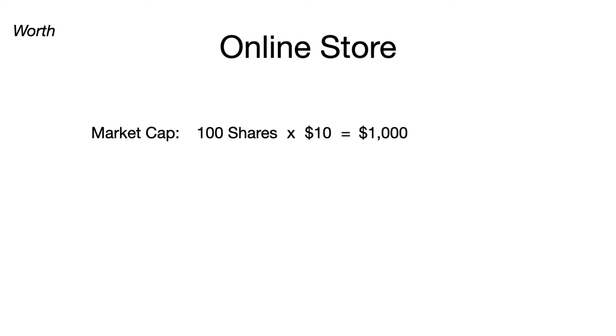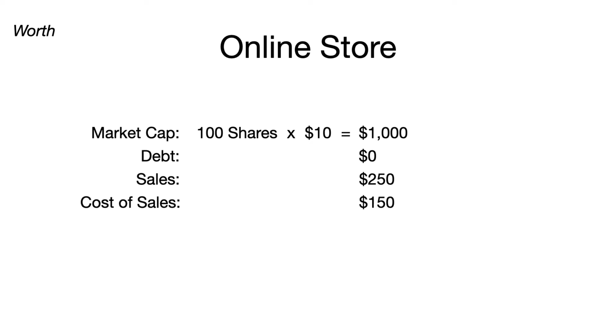And so if you wanted to buy this online store, you would, in theory, have to pay $1,000. How much debt do they have? Nothing. Great. How much sales? They make $250 a year. However, it costs them to make those sales $150 a year. Maybe they have to pay an employee, for example. Depreciation and amortization, $50.